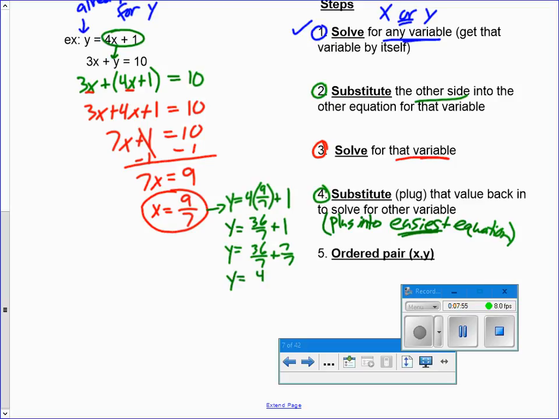And it's going to be 43 over 7. And our last step is to always write our answer as an ordered pair. So here we'd write this as 9 over 7 is our x value, 43 over 7 is our y value.